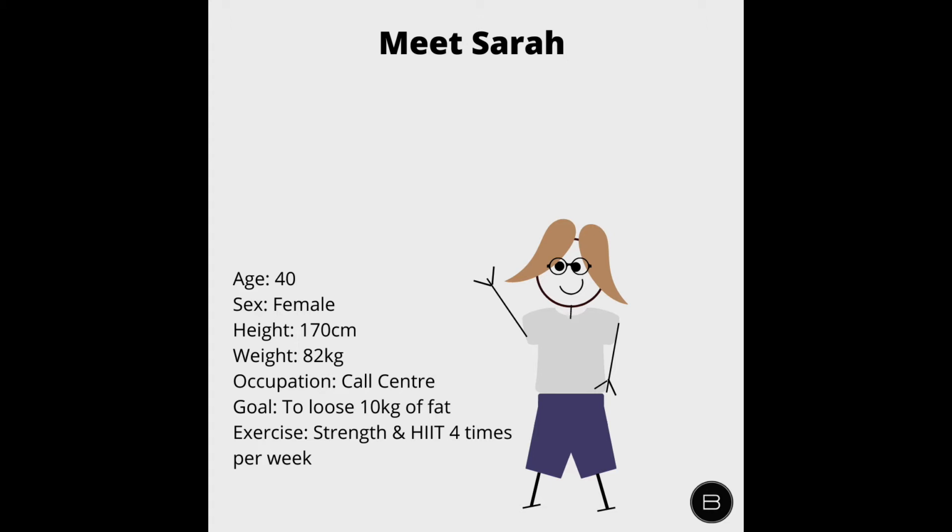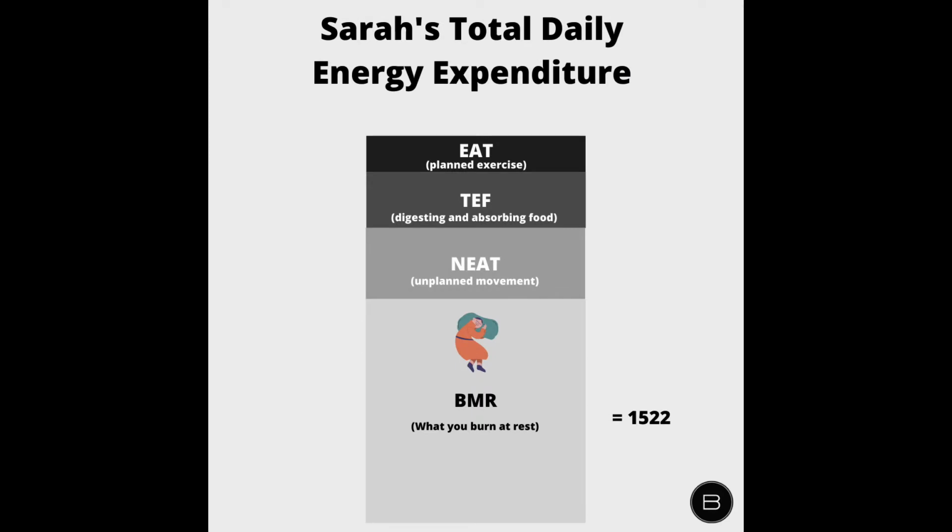So first of all, we need to calculate Sarah's total daily energy expenditure. This is broken down into her BMR, which can be calculated based on her age, her sex, her height, and her weight. So based on that, the calculation will come up with Sarah is 1,522 calories is what her body burns when she is doing nothing.